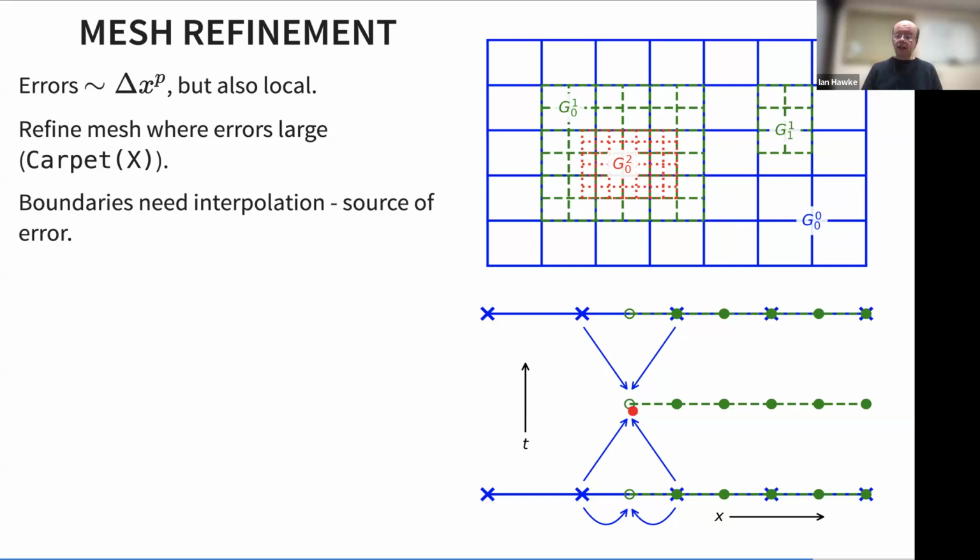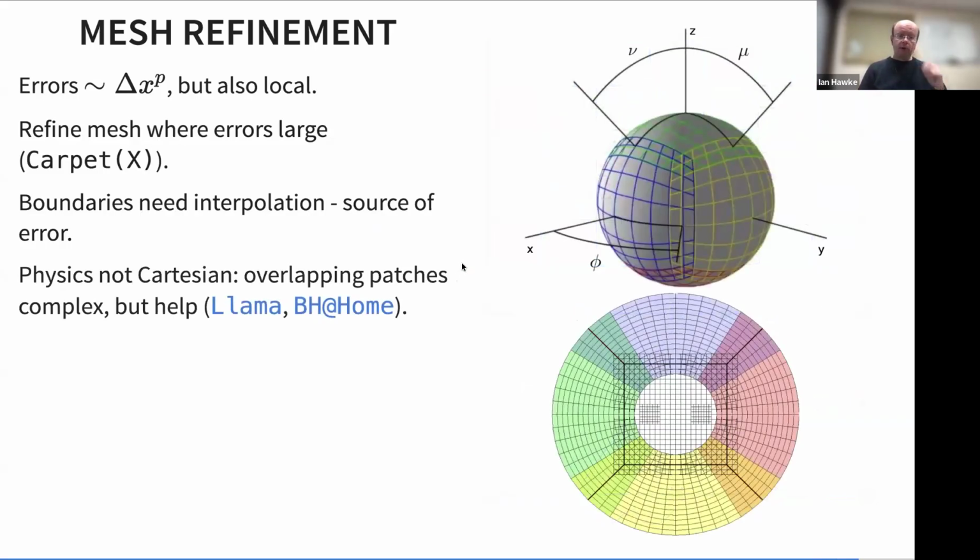This is particularly the case if you want to do subcycling in time. That is where the coarser and finer grids use different time steps, which is the way of maximizing the advantages of the efficiency of mesh refinement. So that interpolation in time can be a very nasty source of error, as we found in the original Carpet papers.